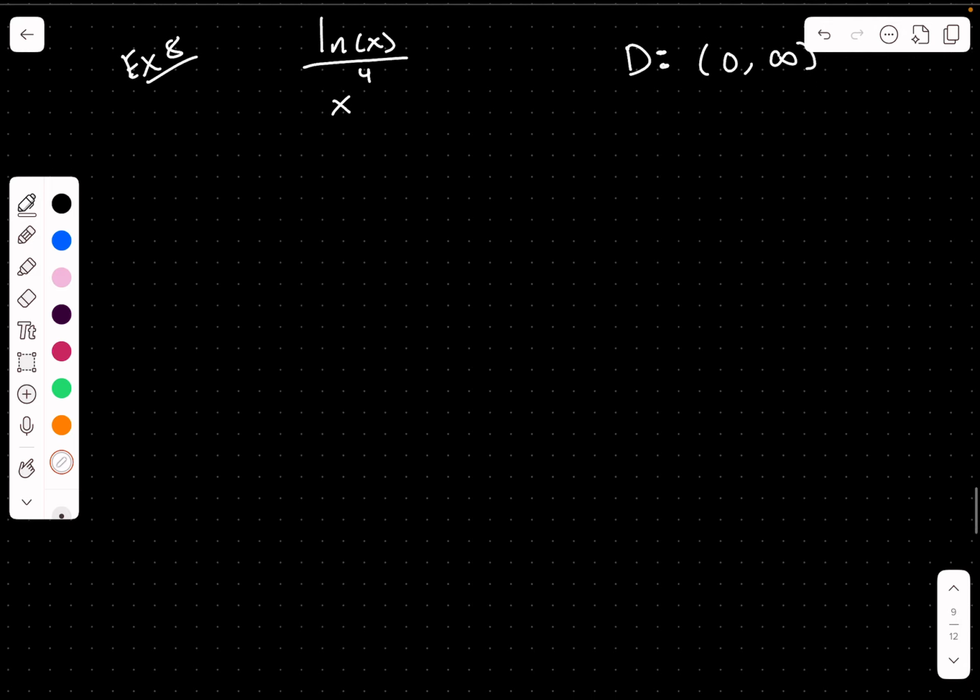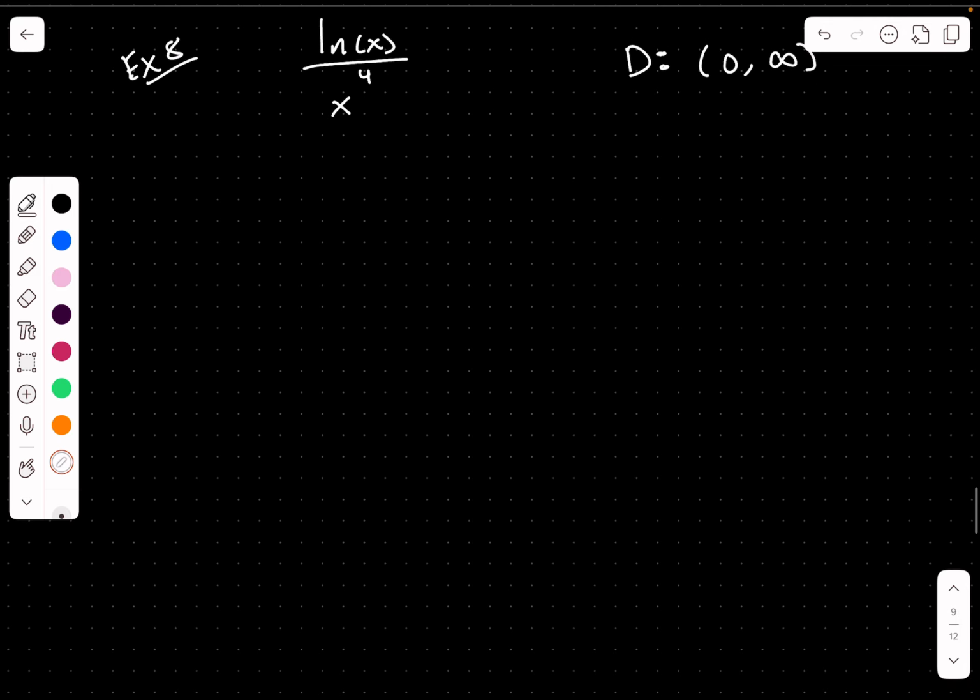Now let's do example 8. So now we're using the quotient rule for this one. This one's going to get a little messy, so I'm going to try my best to not make this confusing. So we have our quotient rule. I'm not going to write it again.